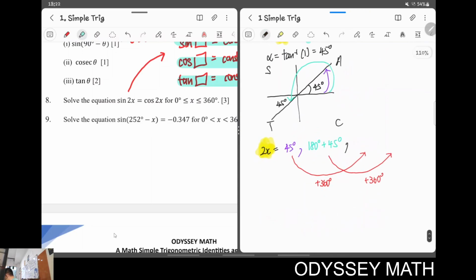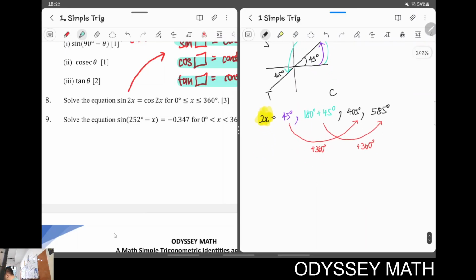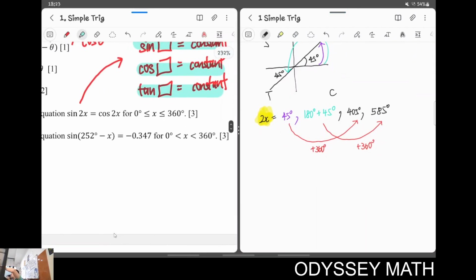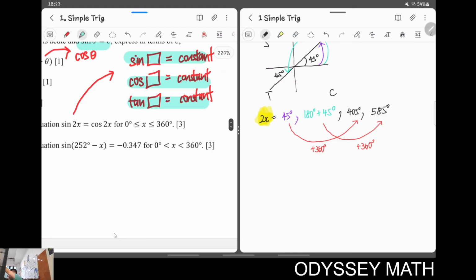So you add 360 degrees, this will be 405 degrees. Okay, and then 225 plus 360 is 585 degrees. And then now you divide throughout by 2. The reason why I decided not to minus 360, right? Because I look at the question, they are only asking for non-negative angles.